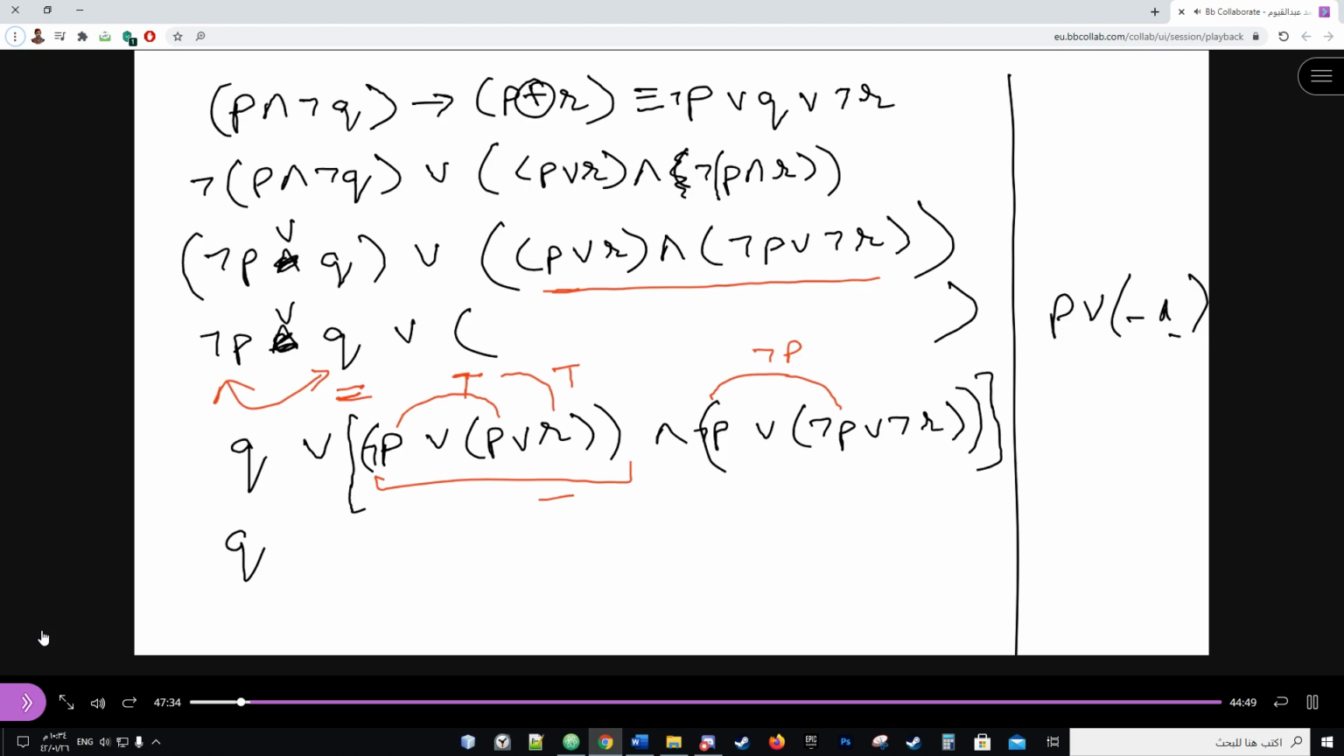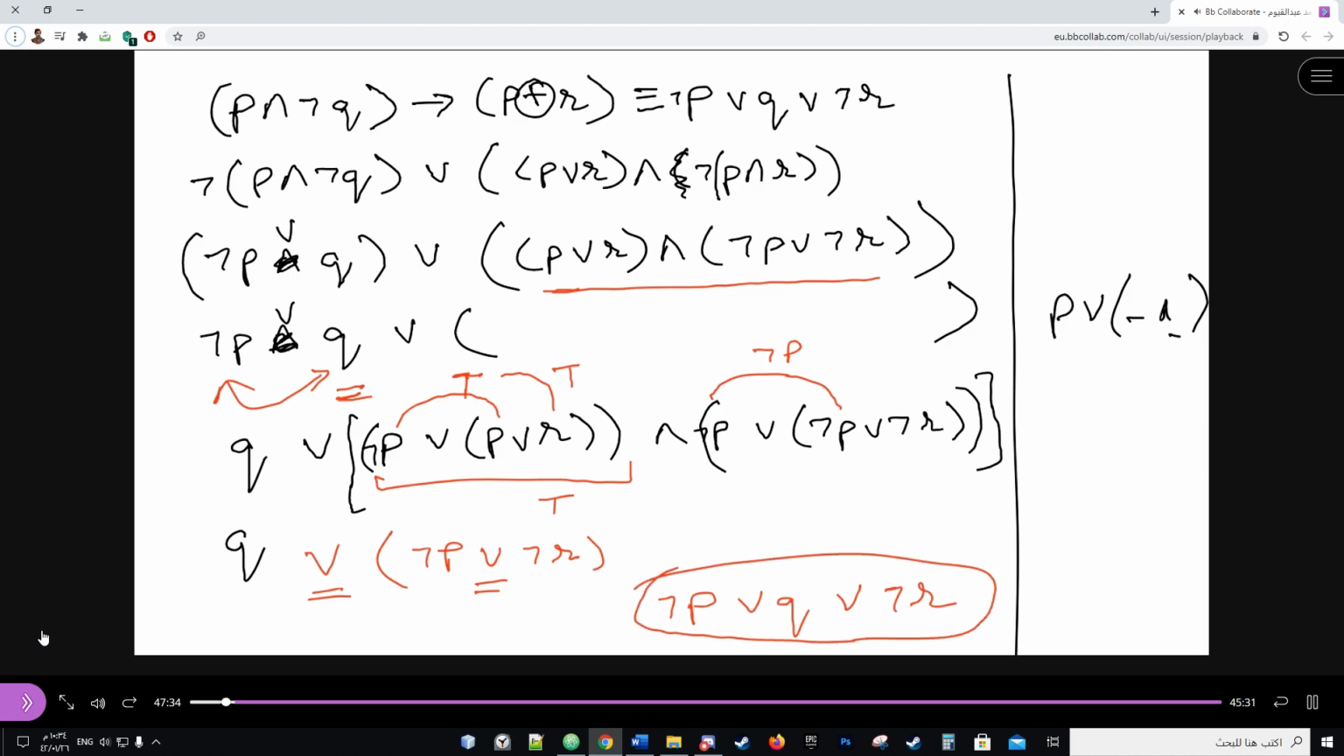Okay, and this whole thing is true. So true and something is something. So the whole expression evaluates to not P or not R. Okay, so I get this. Now this still is not the final answer, because in the final answer we have P first, then Q, and then R. So we just rearrange because we have OR in between. So we get not P or Q or not R. Okay, so we've got the same answer as on the right hand side.